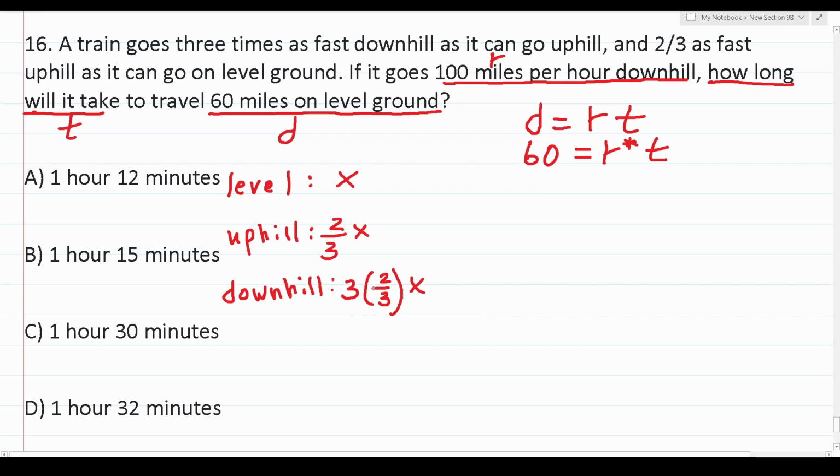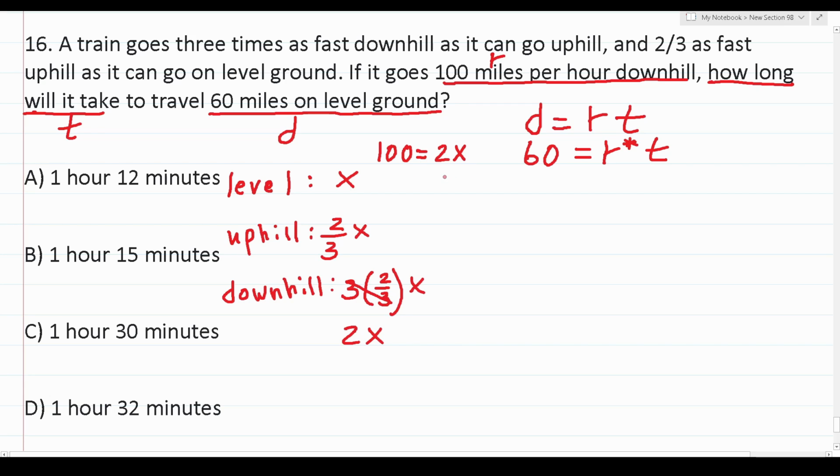And this is actually very easy to simplify. Again, we could just cross out these 3's, and this leaves us with just 2x here. So in other words, the rate of the train as it goes across level ground is x miles per hour. Uphill is 2/3 of x miles per hour, and downhill is 2x miles per hour. Well, according to the problem, we know the train goes 100 miles per hour downhill, and we know that's going to be equal to 2x.